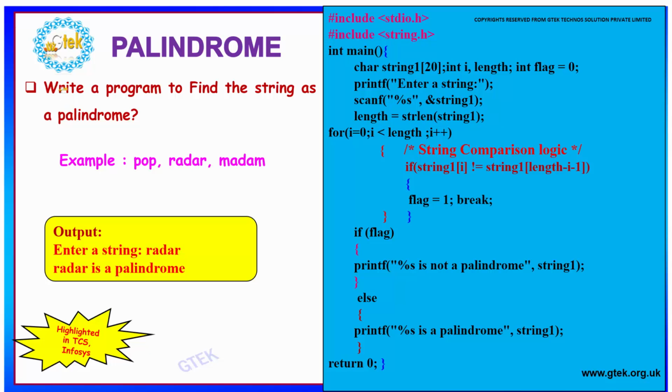A palindrome is nothing but a word that is read the same from front as well as back. If you see P-O-P, if I am reading it in reverse, P-O-P, this is the same. Similarly for madam, M-A-D-A-M. When I am reading it in reverse, M-A-D-A-M. It spells the same from the front and back. So that is known as a palindrome. So how to write a program to find whether a word is a palindrome?